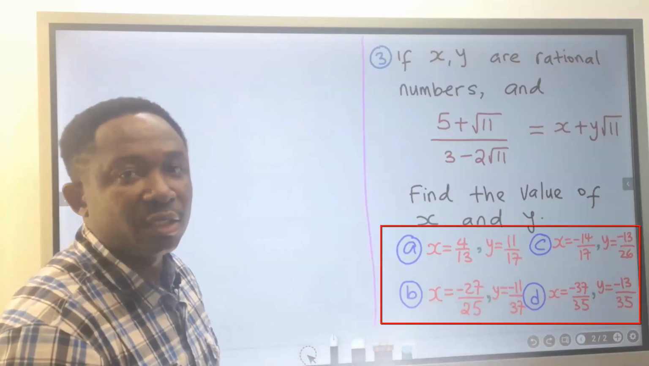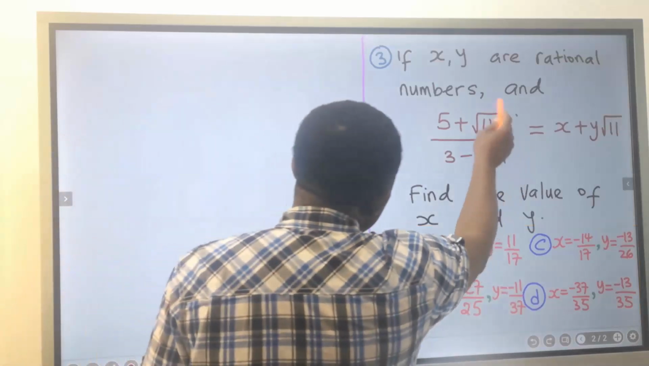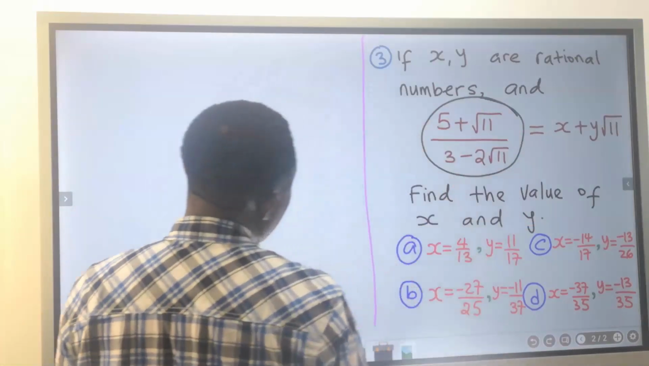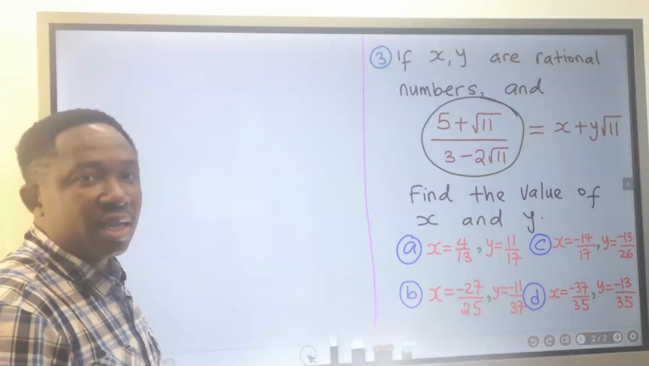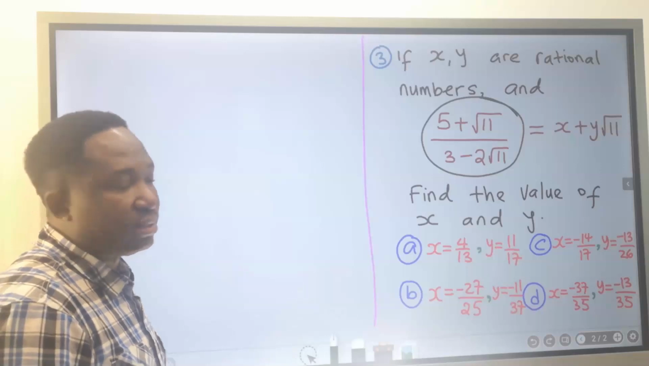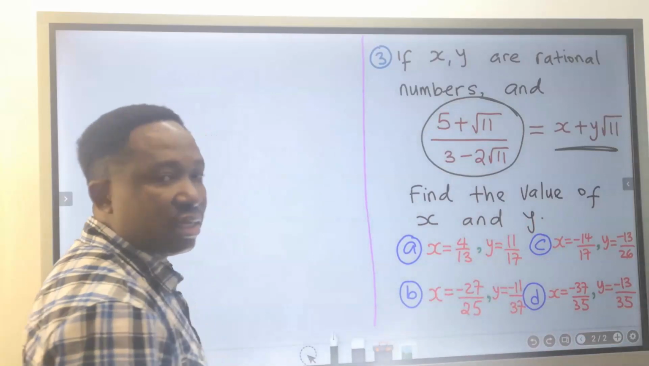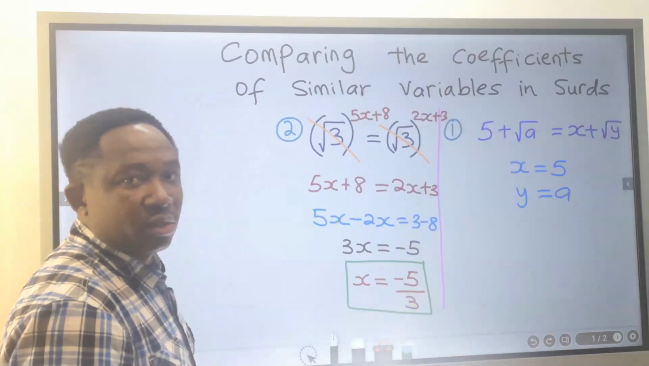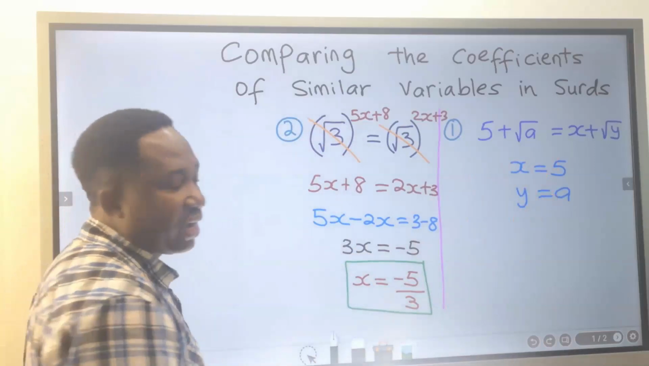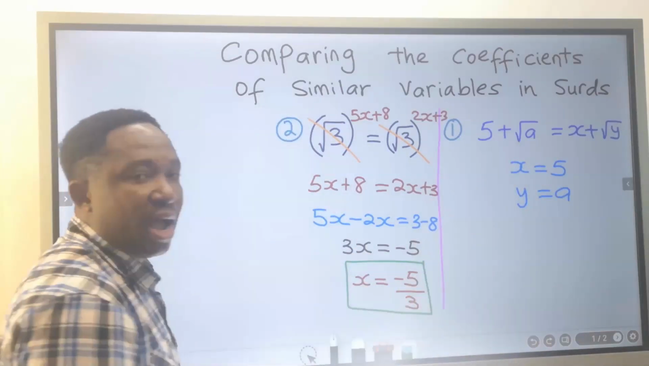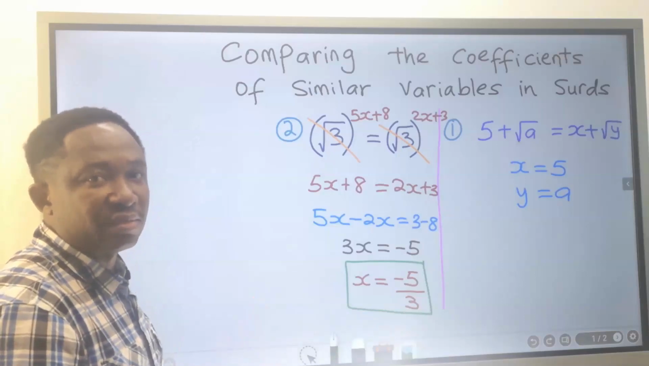To solve this problem, step number 1, you are going to simplify the left hand side of the equation, and any answer you obtain, you are going to equate it with the right side. Then you compare, and you can find the value of x and y by comparing the coefficients.